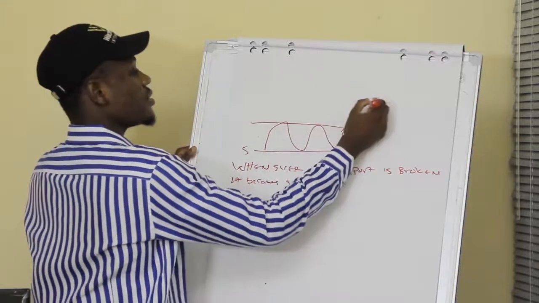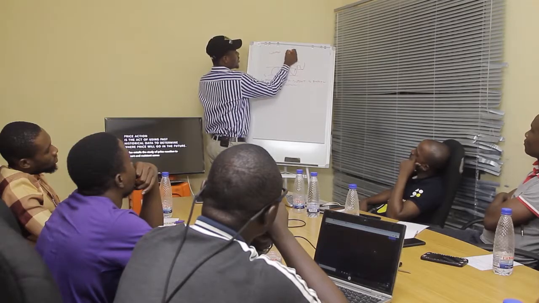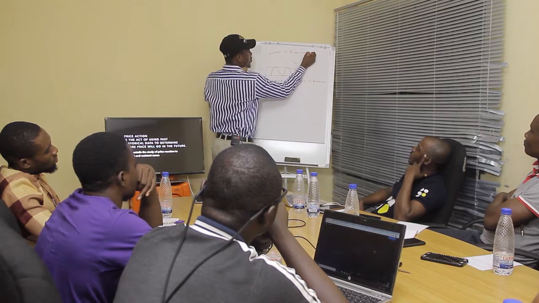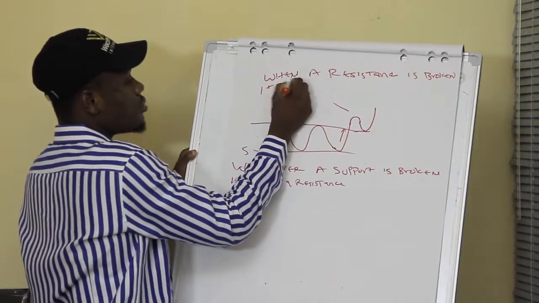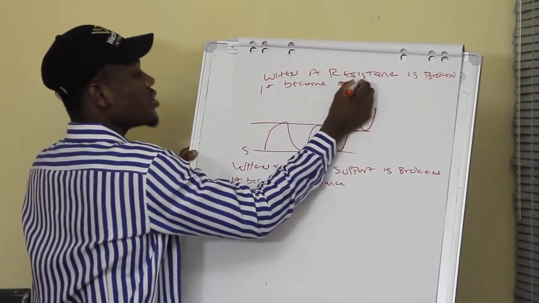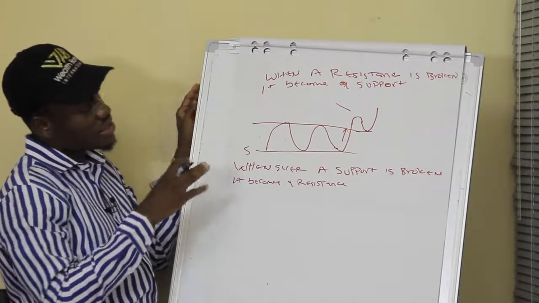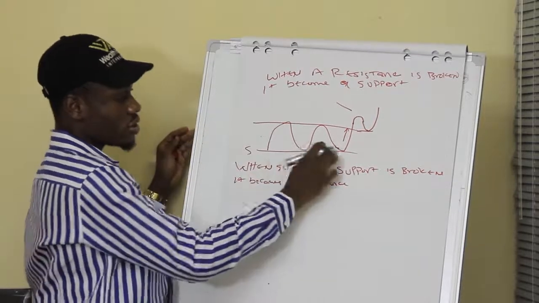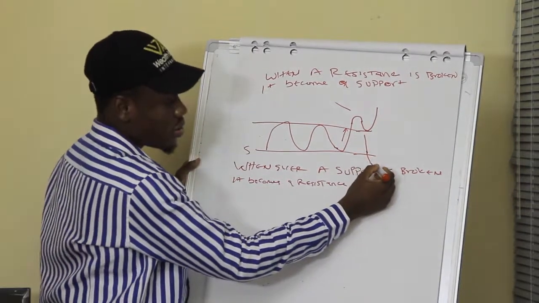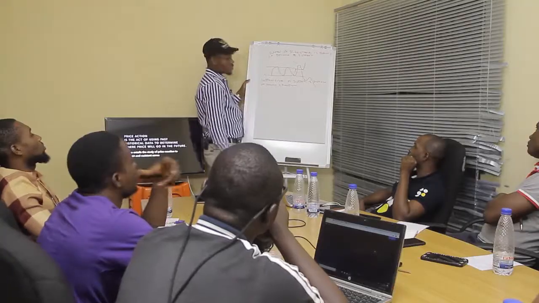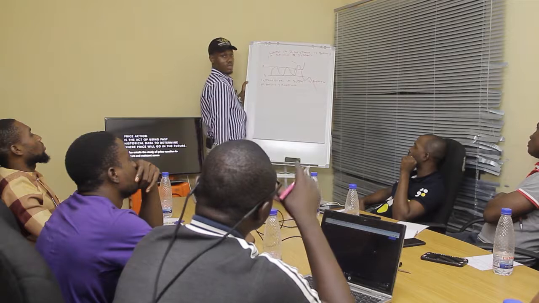Then when a resistance is broken, it becomes what? A support. When a resistance is broken, it becomes a support. When a support, that's this down one, let's say the market went like this and broke this zone, it retests and then goes down. So whenever a support is broken, it becomes a resistance.